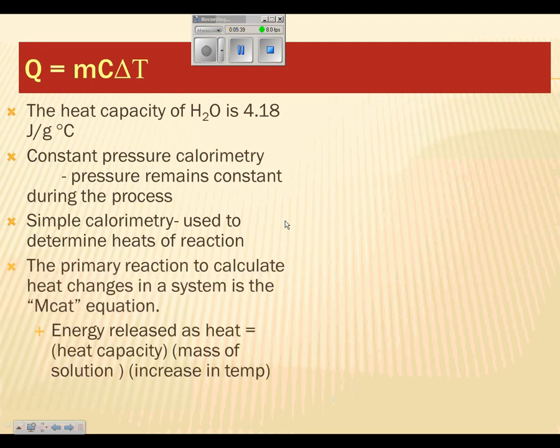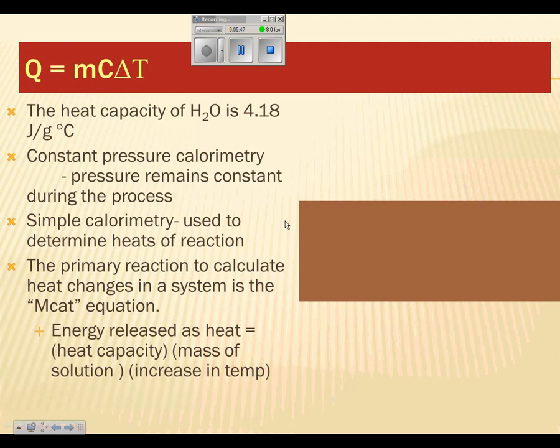So the energy released as heat is going to be the same as your specific heat capacity times the mass of your solution times your increase in temperature, so your MC delta T, and your Q value is going to be in joules. Unless, of course, you use a specific heat capacity that is in calories. But the ones that I'll give you will be in joules.